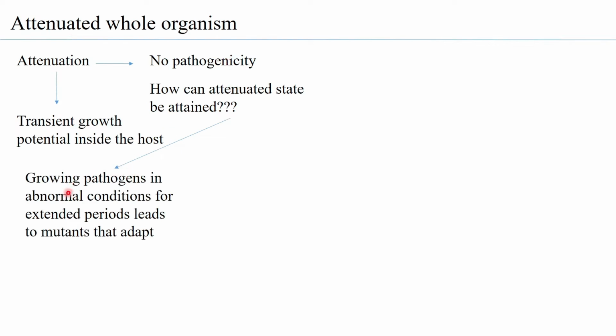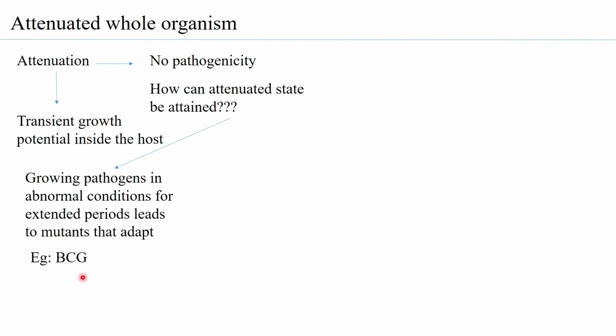One of the ways is by growing the pathogens in abnormal conditions. We could also call it stressed conditions. So you grow it in stressed conditions for extended periods, and that leads to the pathogen adapting to the stressed condition, by virtue of which the pathogen learns to survive, but in the process it has stopped being virulent. So under stressed conditions, the pathogen is going to become more and more weak. This is what Louis Pasteur had observed, and he was the one who had actually developed attenuated live vaccines.